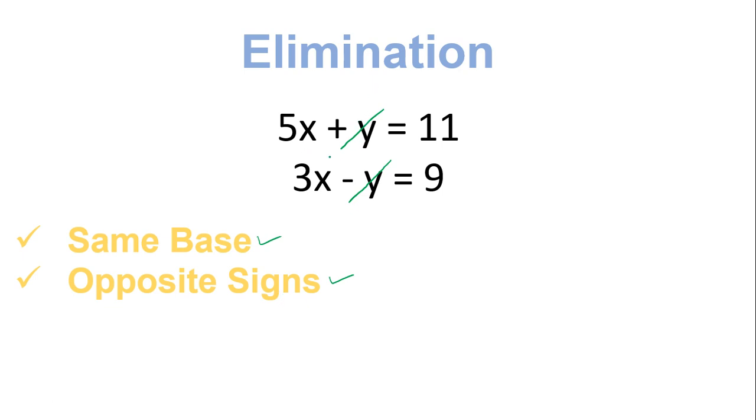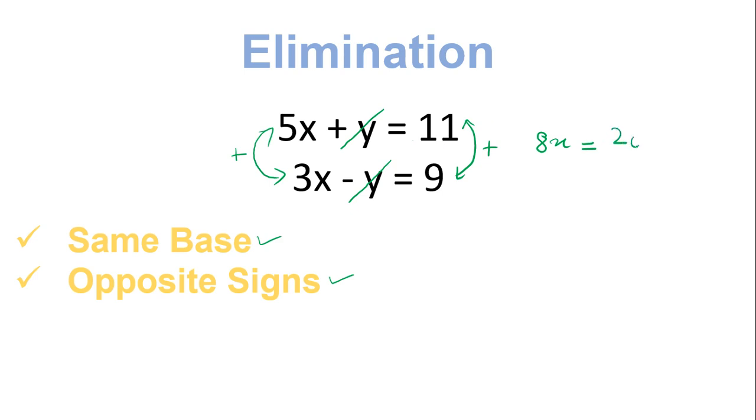Now, what do I do with the x? Whatever is remaining, you add them up, which means that 5x plus 3x and 11 and 9 remain, so 11 plus 9. Now 5x plus 3x gives me 8x equals 11 plus 9.